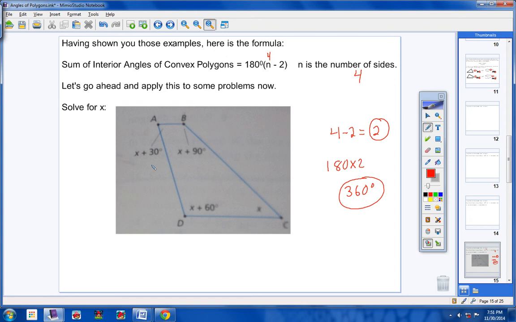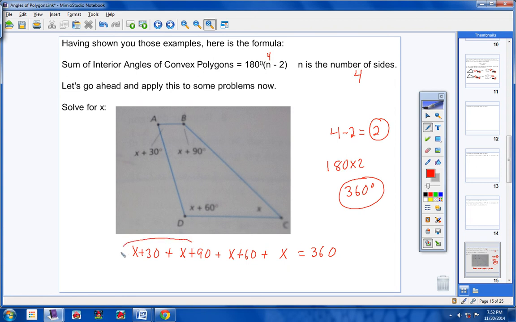So watch how I can solve for x. This angle here is x plus 30. This angle here is x plus 90. This angle here is x plus 60. This angle here is x. Well, if I take all of those angles and add them together, what are they supposed to equal? 360. That's not that hard. Let's go over it again, guys. If I take each of these 4 angles and add them together, they're supposed to equal 360.